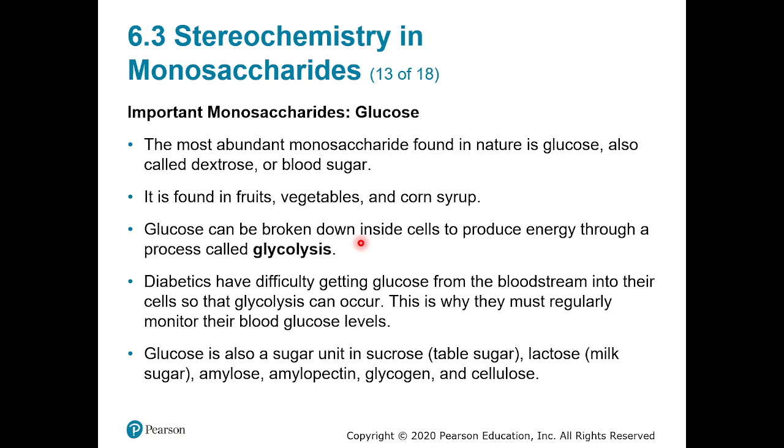Okay? Glucose can be broken down inside cells to produce energy through a process. This is going to be called glycolysis. Notice, by the way, gluco, so glyco, right? Lysis, cutting, breaking. So we're breaking down sugars to produce energy, okay? Specifically glucose. Diabetics are going to have difficulty getting glucose from the bloodstream into their cells so that glycolysis can occur. This is actually one of the reasons that they have to be regularly monitored for their blood glucose levels. And then you'd have to supplement perhaps insulin so that they'd start intaking the glucose better. Okay?